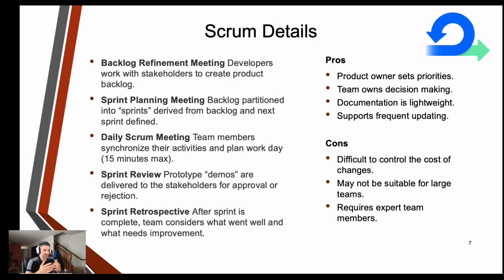Some of the pros of Scrum are that the product owner sets the priorities, because the product owner is going to be the one that's most active in communicating with the customer. The team owns the decision making, so there's a lot of autonomy around that. Documentation is lightweight, and it supports frequent updating.